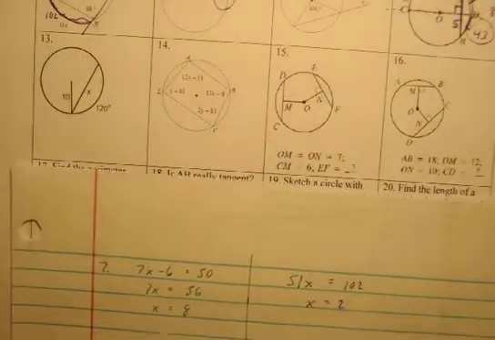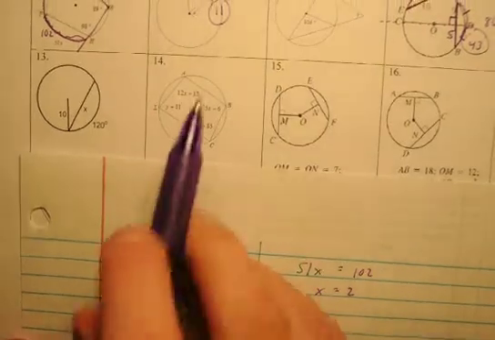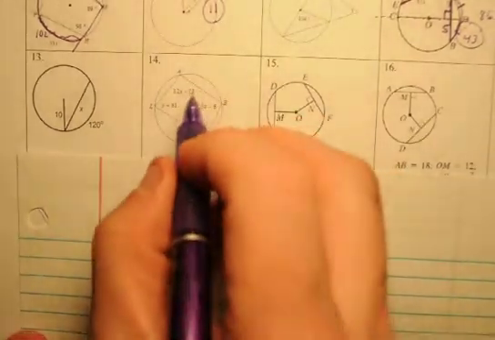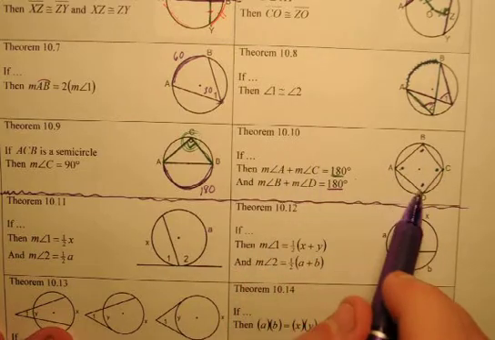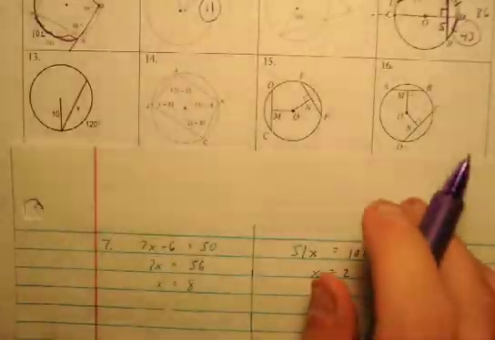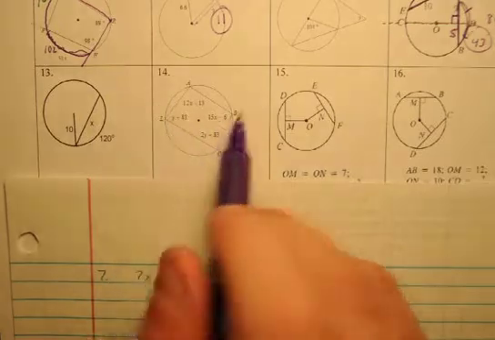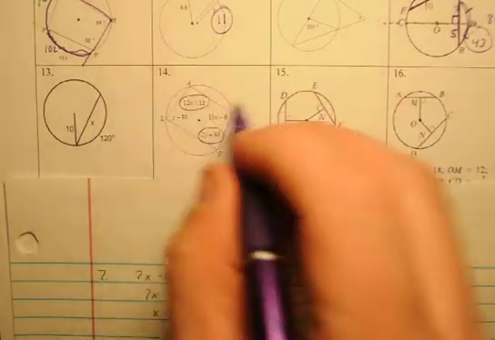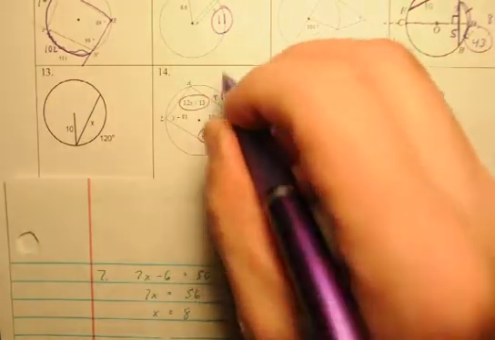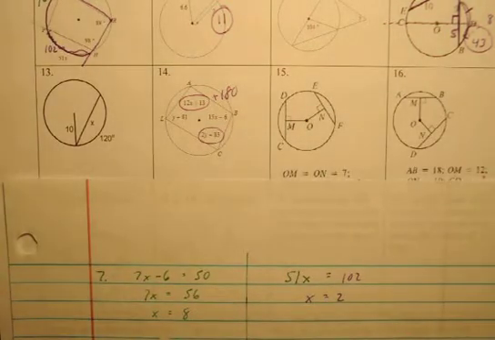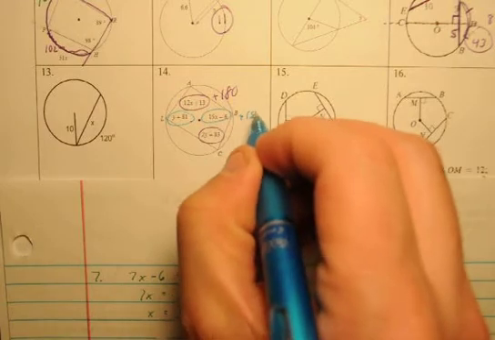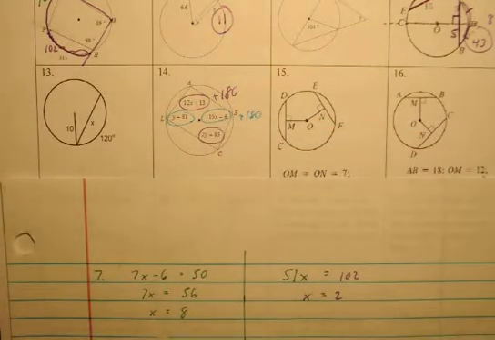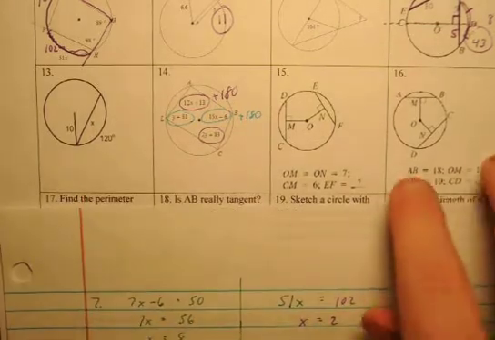Alright, we can skip 13. I'll give you the gist for 14. 14 is Theorem 10.10, which says in an inscribed quadrilateral, these two add to 180, and these two add to 180. So you're going to have to do a little system of equations there for that one. Alright, number 15.